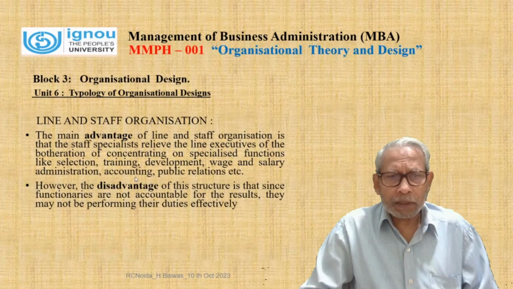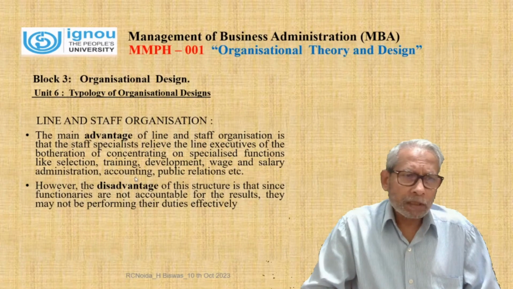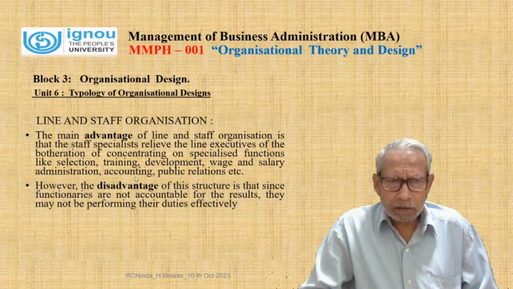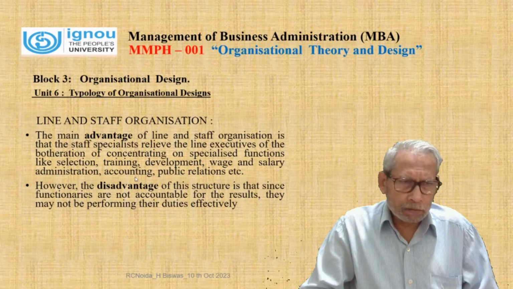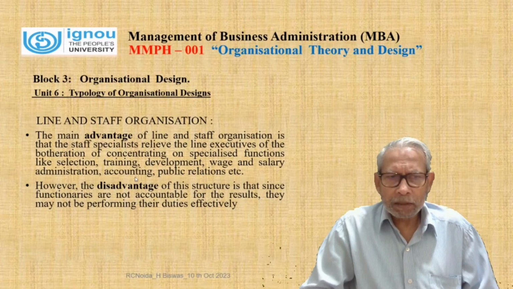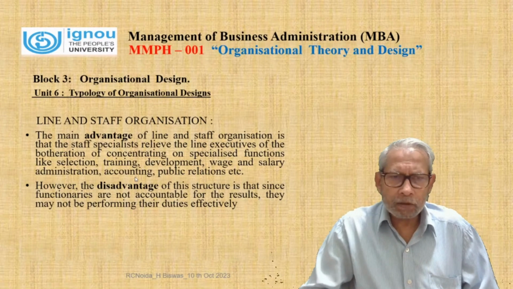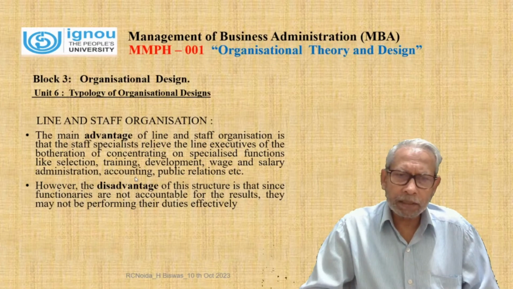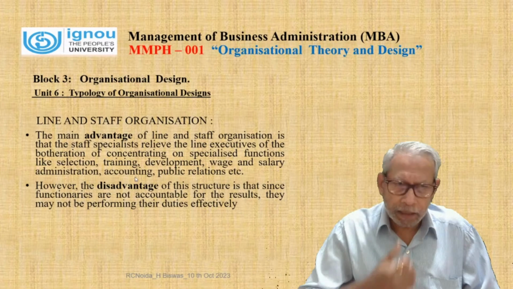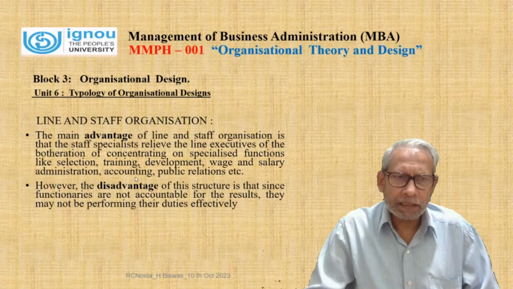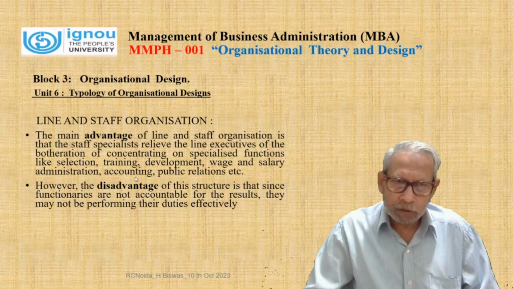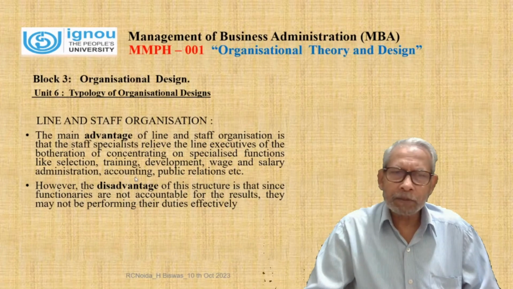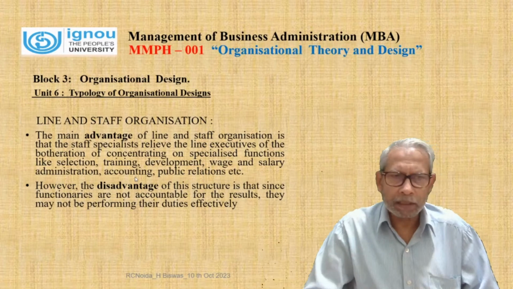The main advantage of the line and staff organization is the specialized relief to the line executives. So there is no botheration for these things. They cannot concentrate on these things. Only the top level are concentrating on these things. So specialized functions like selection, training, development, wages, salaries, administration, accounting, they don't bother about this. So that is one of the advantages. There is basically no stress.